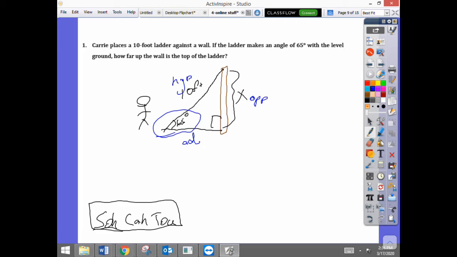So like we've done before, we're looking for an opposite. We have a hypotenuse. Which of these three uses opposite and hypotenuse? It's the SO. So here I can say the sine of 65 degrees is equal to the opposite over the hypotenuse. And then to solve, we're just going to multiply both sides by 10. Right here, that's what I'm going to enter into the calculator.